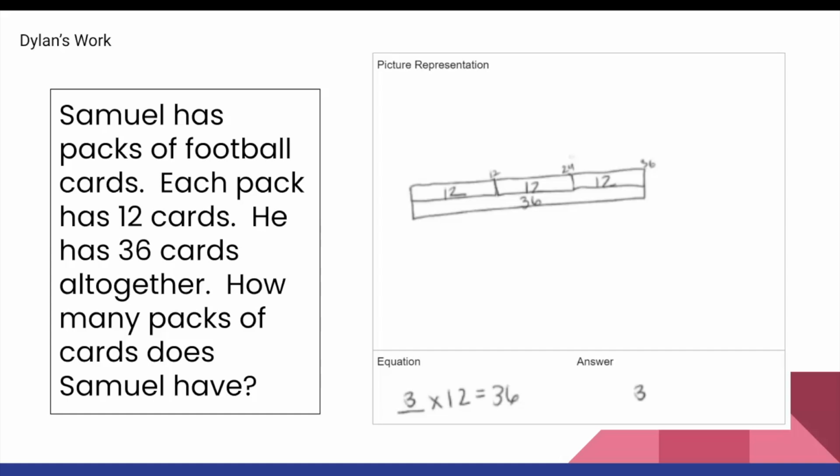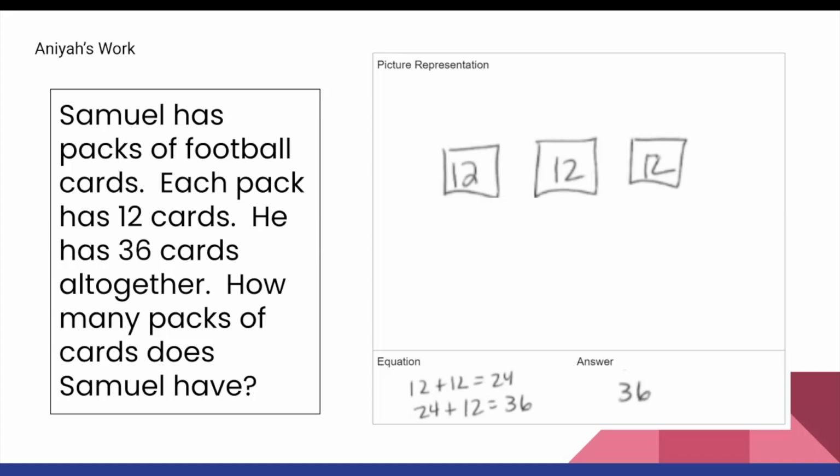His equation of 3 or blank or unknown times 12 equals 36 would also receive a score of 2. And his answer of 3 groups of 12 would also receive a score of 2.